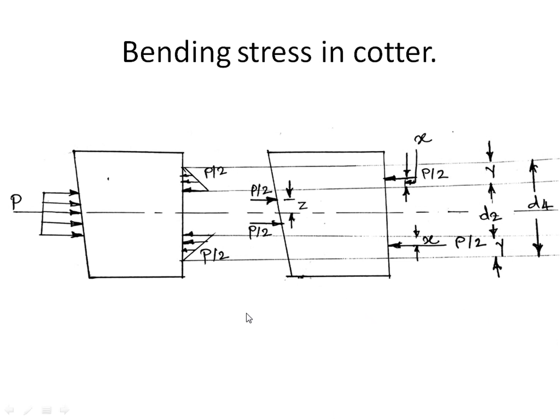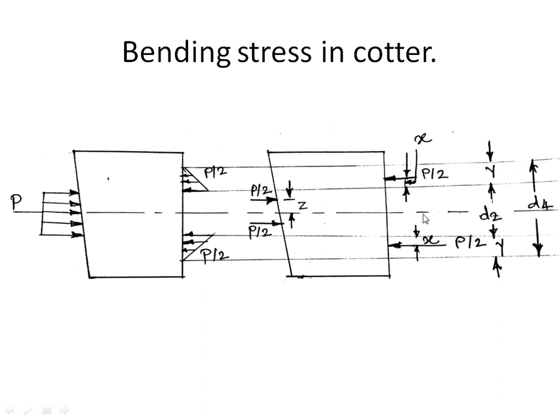When the cotter is loosely fitted in the socket and spigot, then instead of shear stress, it is subjected to bending stress. The portion of cotter which is enclosed in the spigot will be subjected to uniformly distributed load, and the portion of cotter which is enclosed in the socket will be subjected to uniformly varying load. If we find the equivalent point loads of these forces, then these forces will act eccentrically to the horizontal axis of cotter, and due to this the cotter is subjected to bending moment and bending stress.